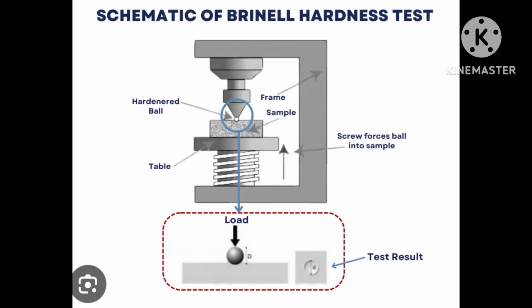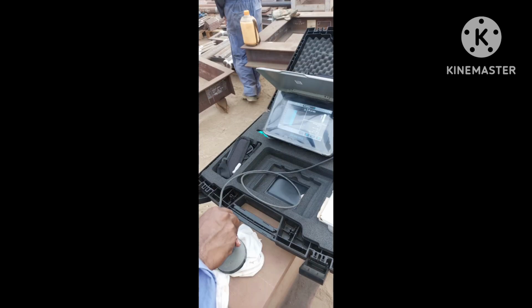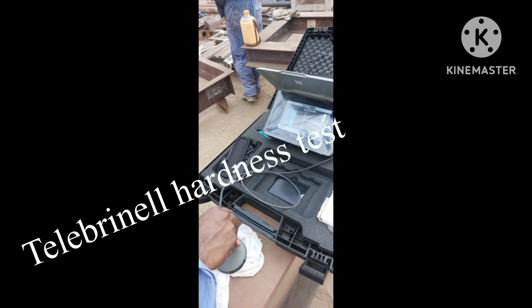We use it here in our engineering department and all. They are mostly using the Telebrinell hardness test, a new technology used for the last five to six years. It is a Brinell hardness testing machine, in which we use a steel ball to indent the material. This one is the Telebrinell hardness tester.